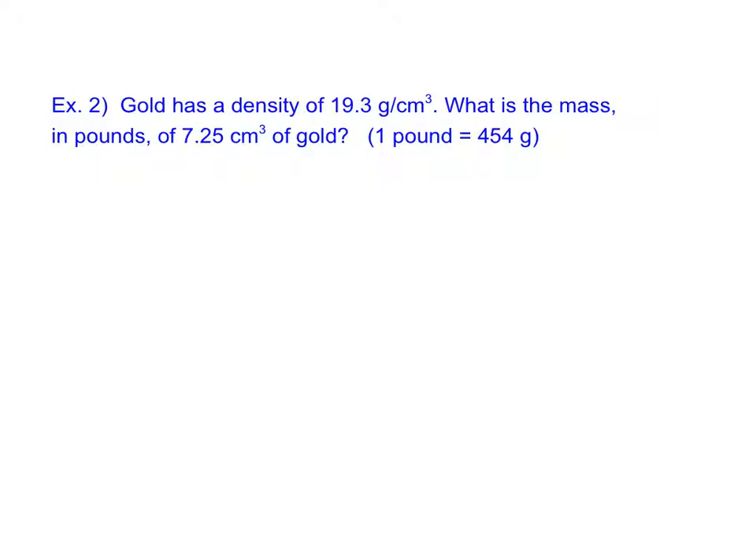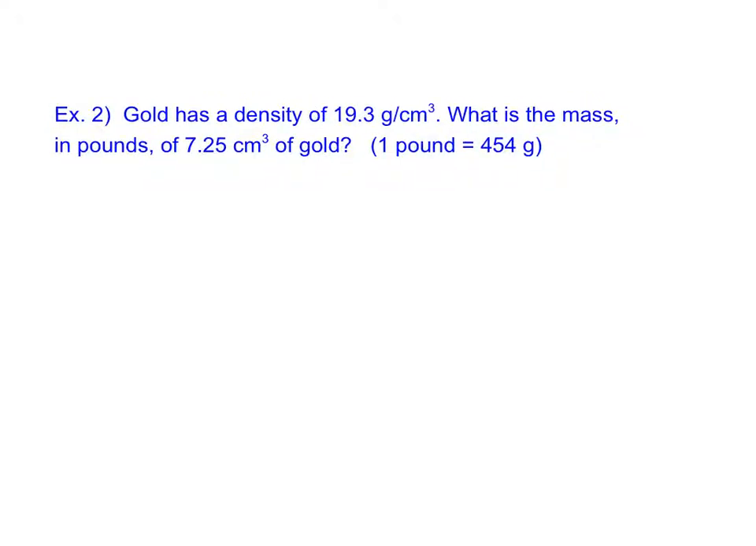So, an example number 2, let's see, gold has a density of 19.3 grams per centimeter cubed, so we're given density. We're asked to find the mass in pounds of 7.25 centimeters cubed of gold. So in this case, we have density, so we need to think about density as a conversion factor. So that means if I have 19.3 grams of gold, it's going to occupy or equal 1 centimeter cubed of volume.